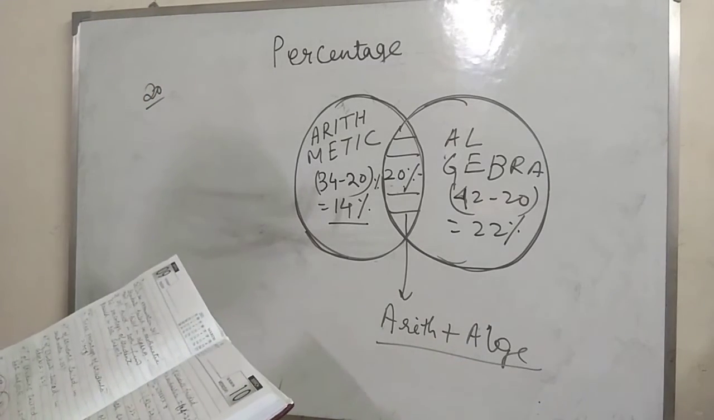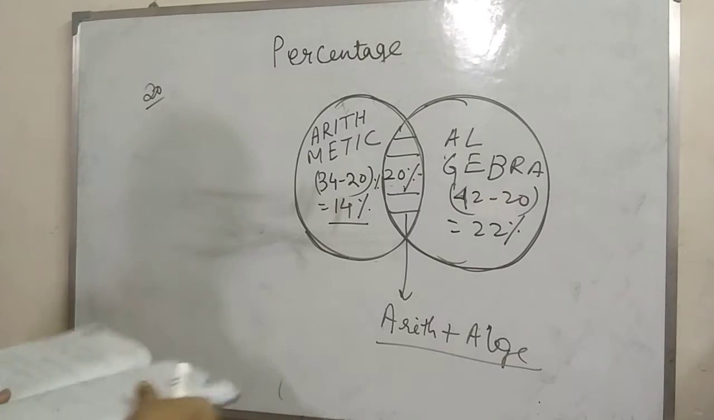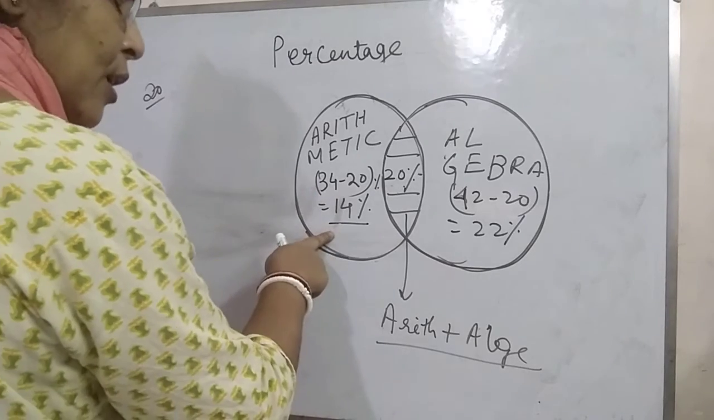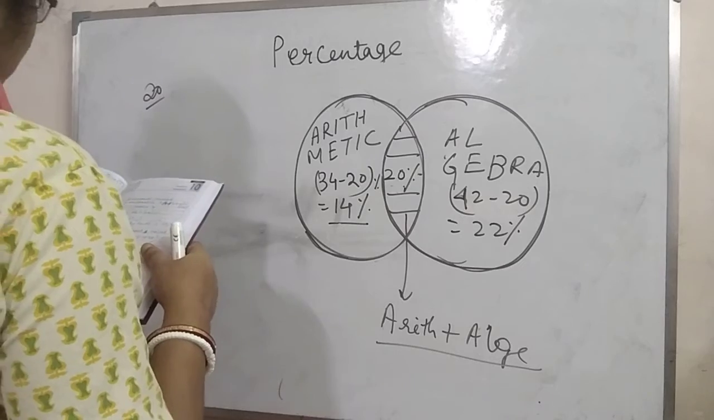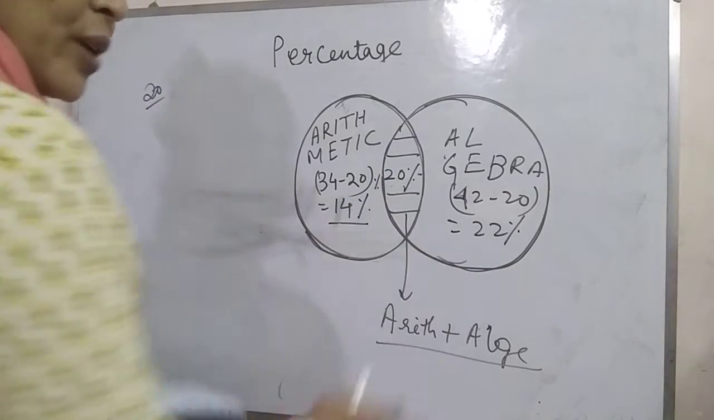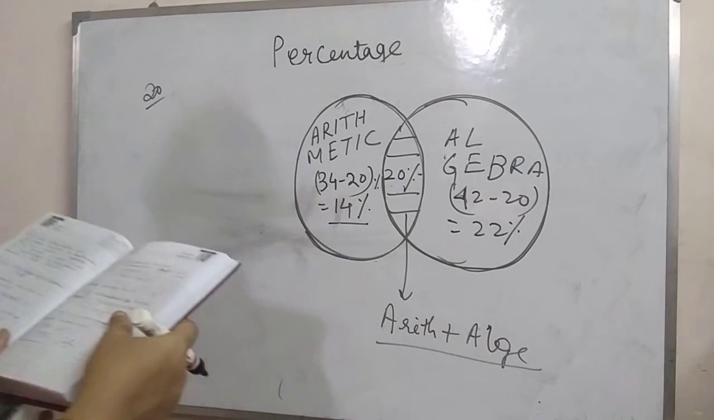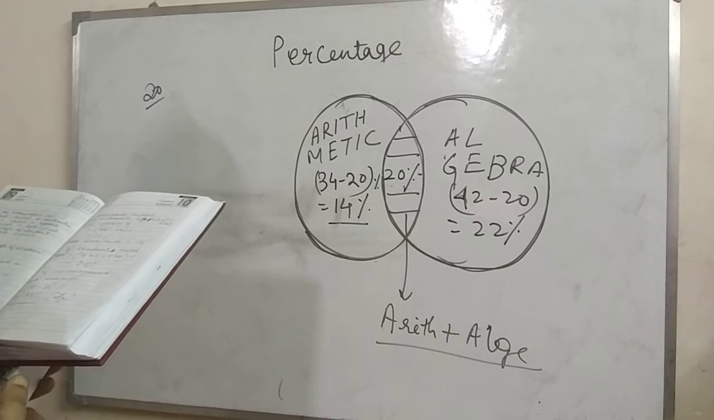Here it is given that in an examination 34% students failed in arithmetic. For 20 and 14, that is 34%, and 42% failed in algebra, 20 plus 22, that means algebra. In both, 20% students failed. Okay, this is the Venn diagram.